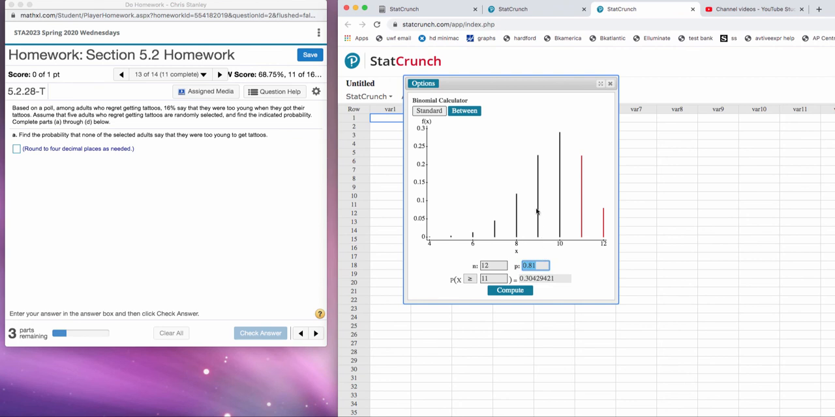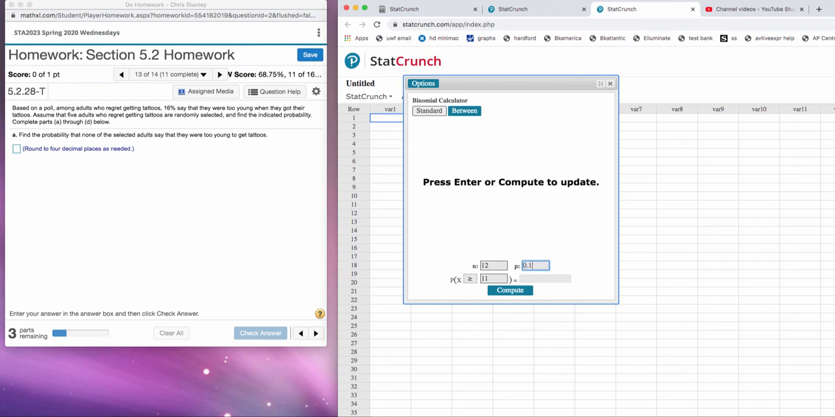Okay, see 16%. Regret getting tattoos? It's funny. Okay, I'm looking for how many they're going to ask. How many were in the poll? They asked 5. So this should be 5. So I changed the n over here to 5, and that's 16%.